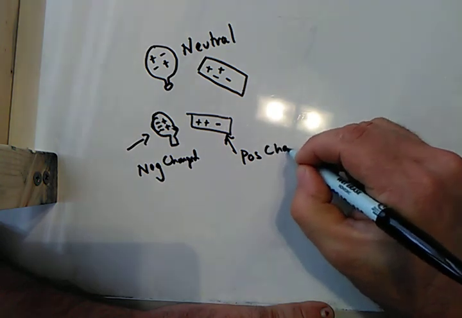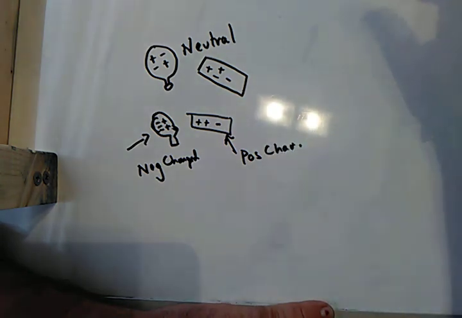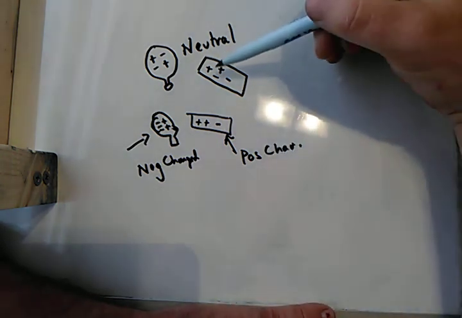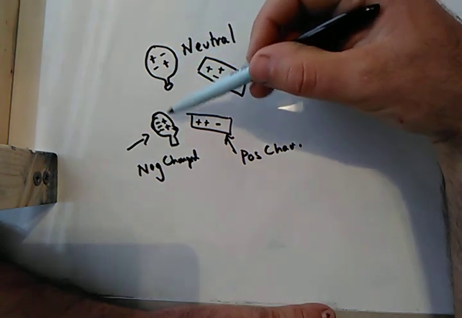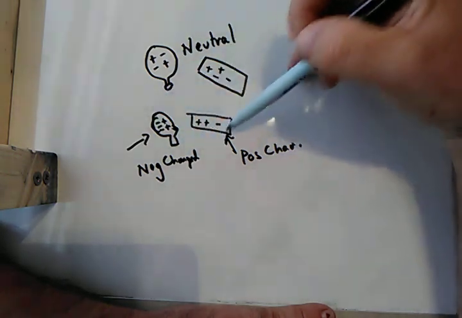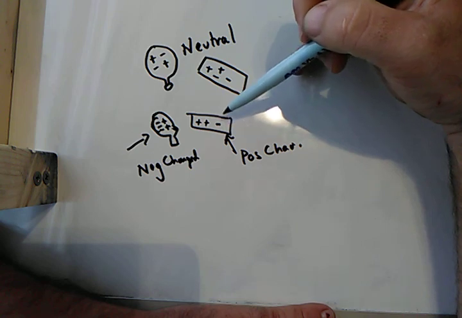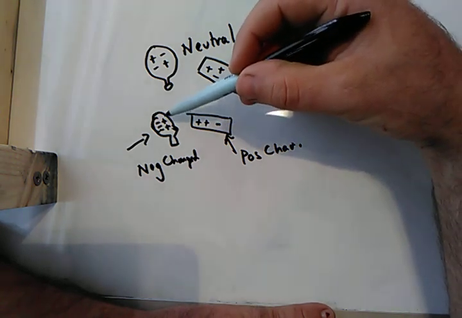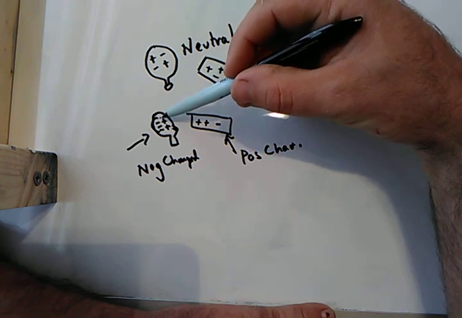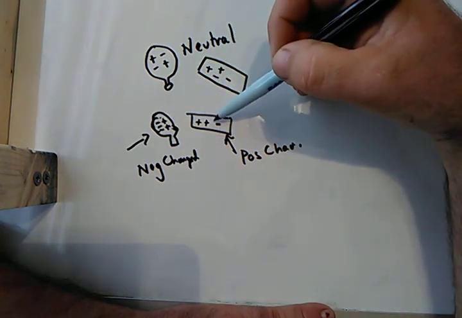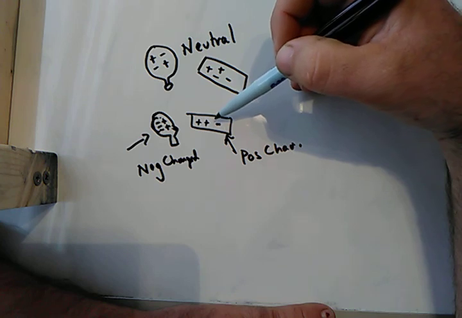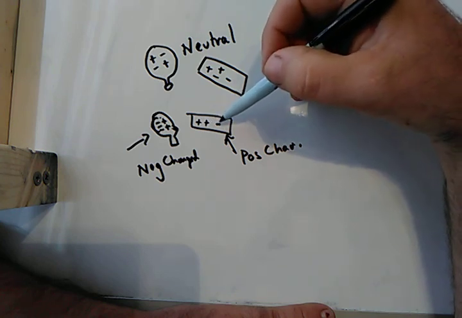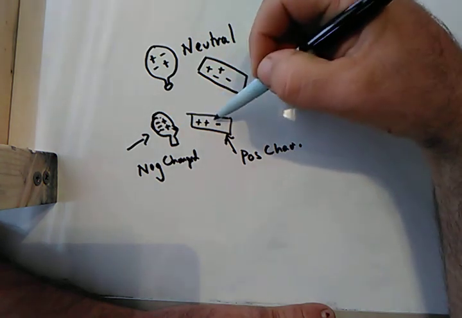Now, I don't want this video to get long-winded. I'm going to try to keep it under 10 minutes, but let's just see what happened. Overall, if I look at the whole system, I haven't done anything to the system. All I've done was transfer charges. I've added negative charges to the balloon. Have I taken away any positive charges from this? No. All I've done was add negatives from this onto there.